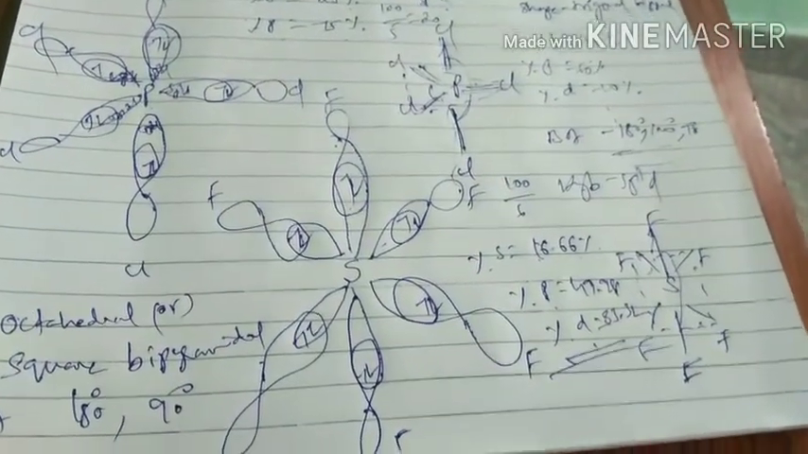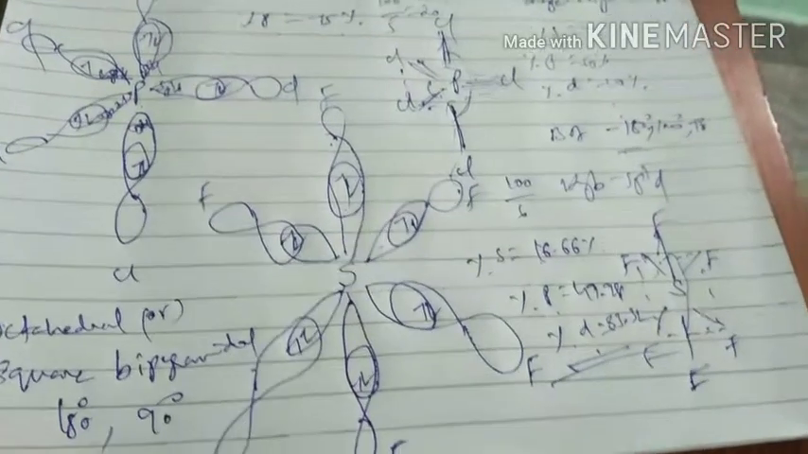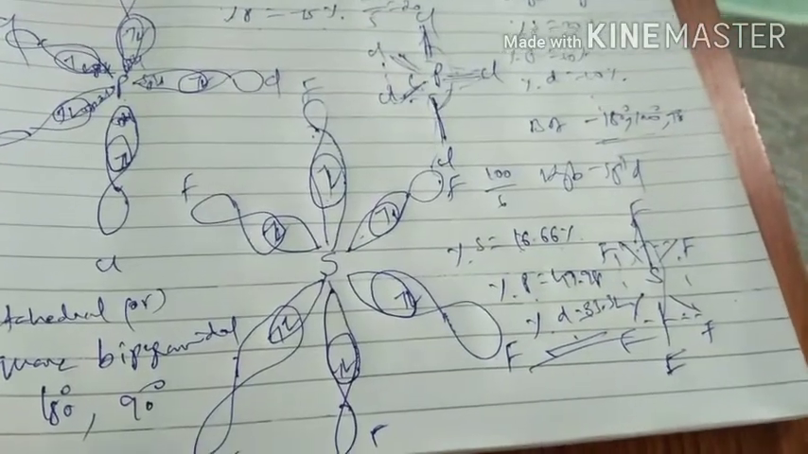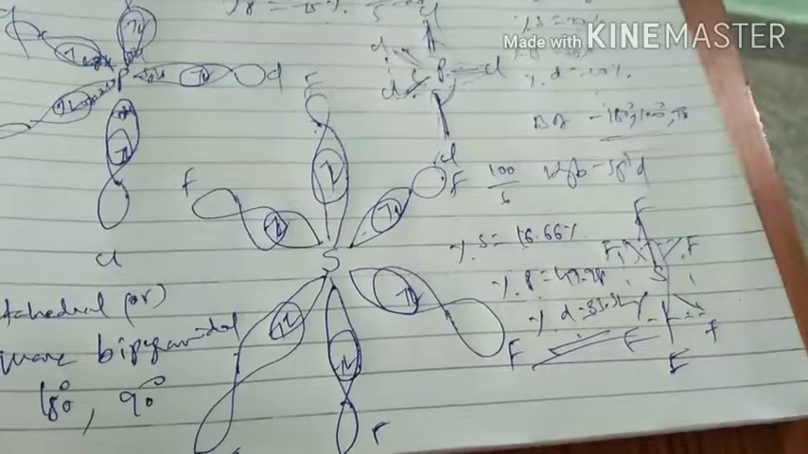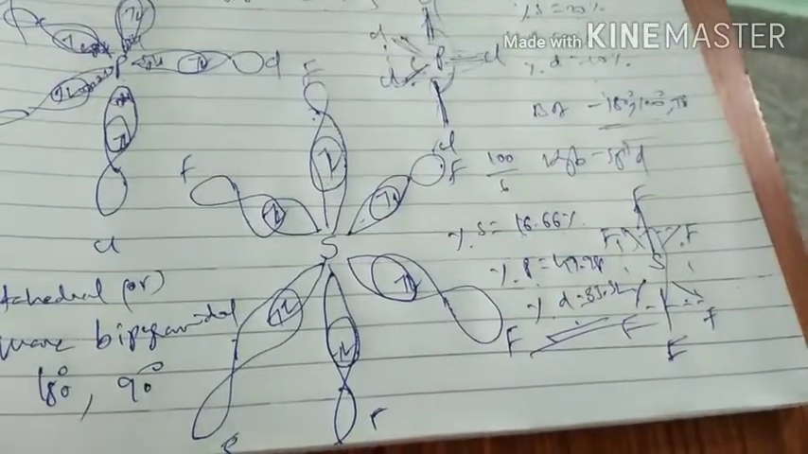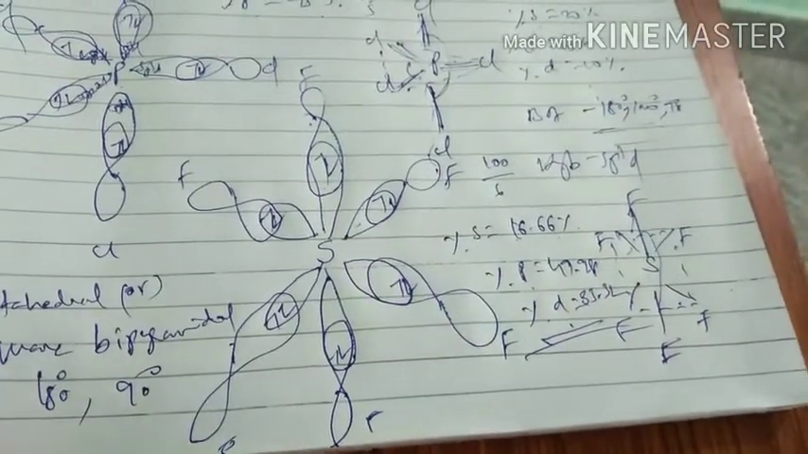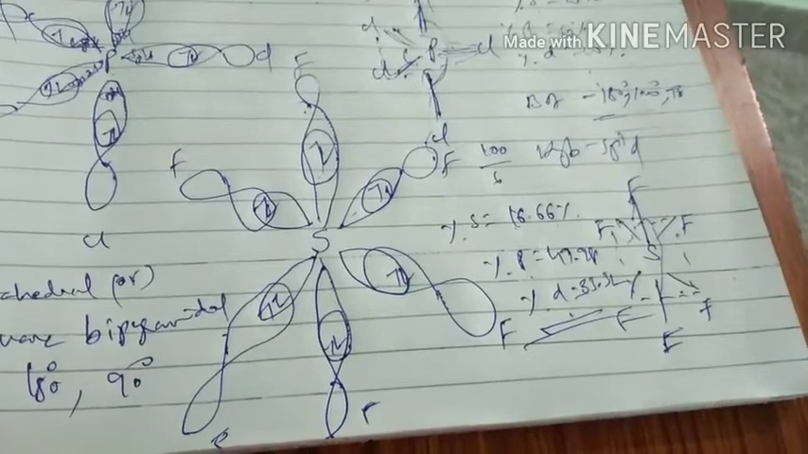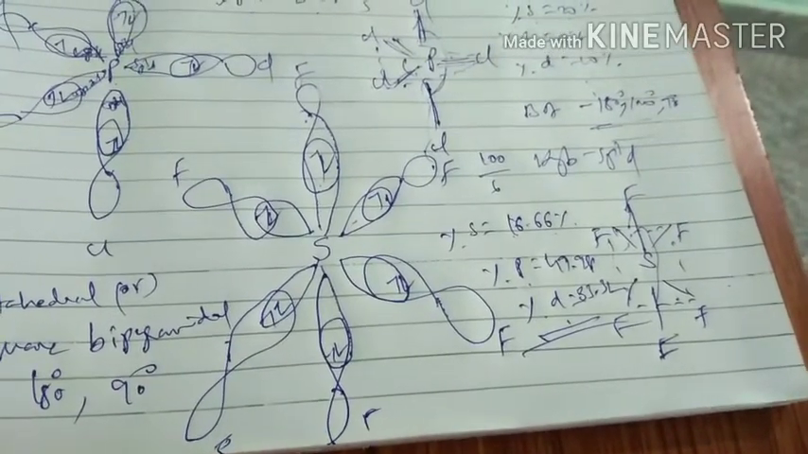So this is all about Sp3d2 hybridization. This is a very important topic at the competitive level as well as at the CBSE level. You have to remember all the hybridizations, bond angles, shapes and their percentages. Thank you.